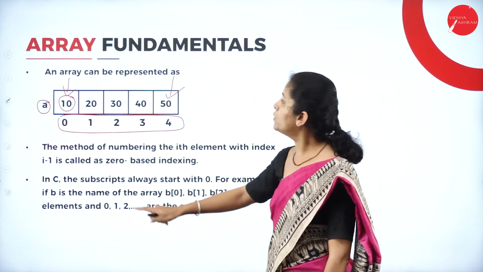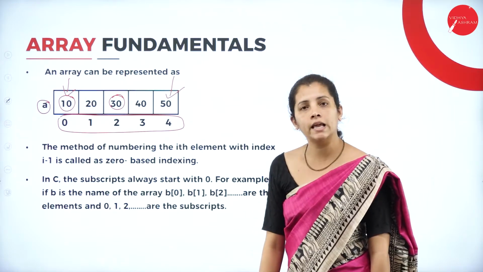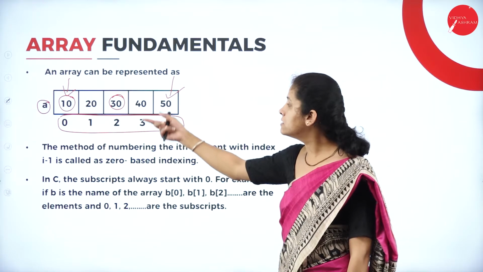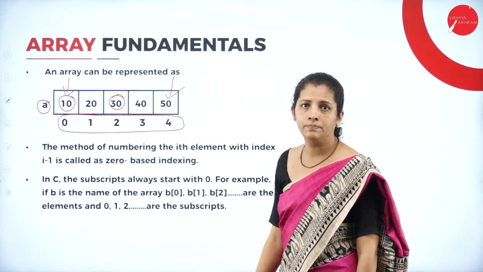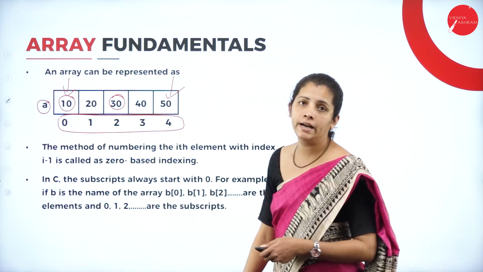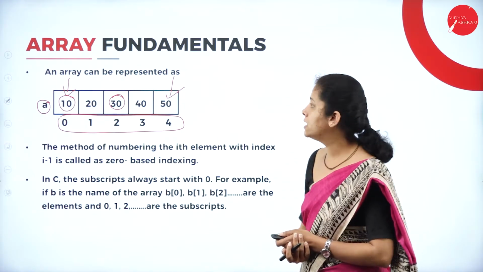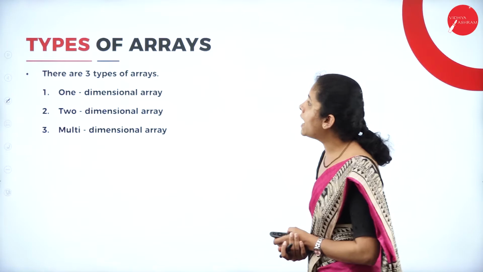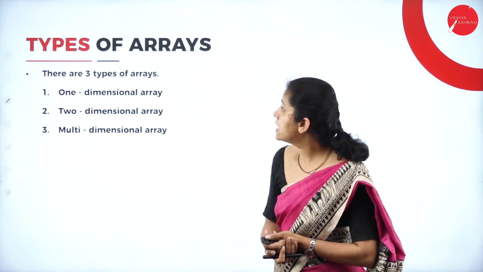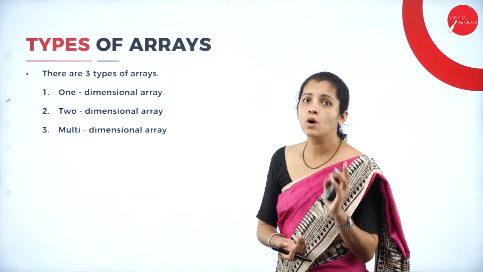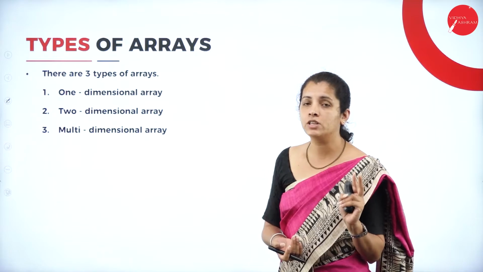Now, if I want to access 30, with the help of the index, I can access 30. Or if I want to know the position of an element, then with the help of the index, I can get the position of my element. Now, I'm going to cover the types of arrays. So here arrays are categorized into 3 types: one-dimensional array, two-dimensional array and multi-dimensional array.